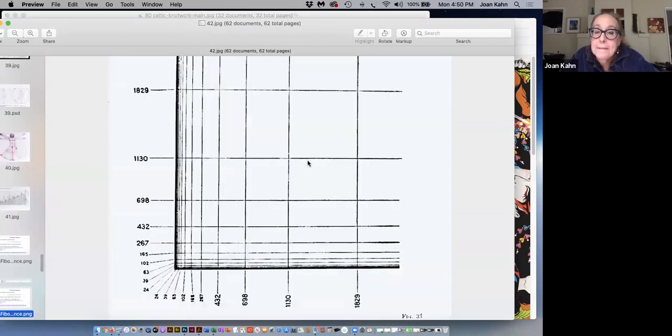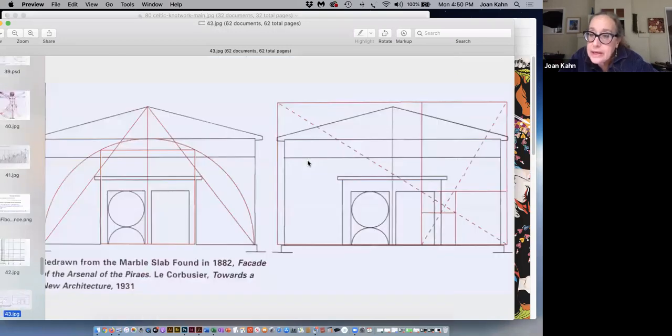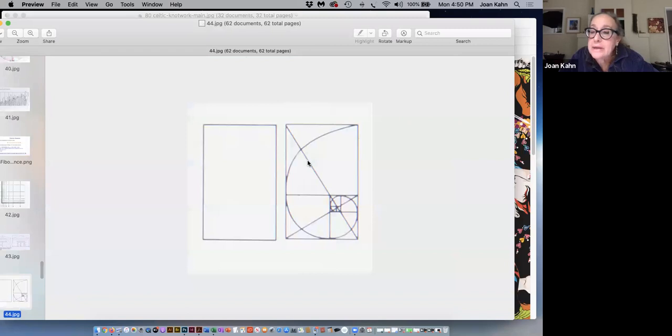This is a Le Corbusier grid, and it's used in some of the other design classes I've noticed to design with. And finally, the golden section and how you construct it.